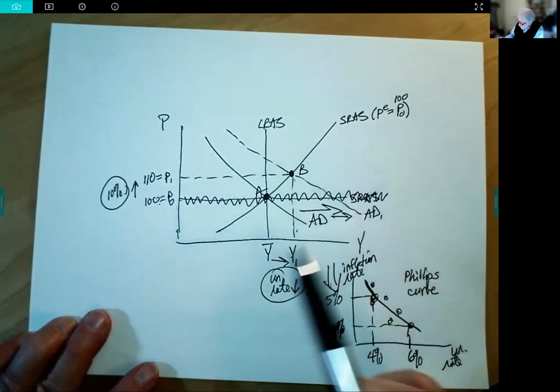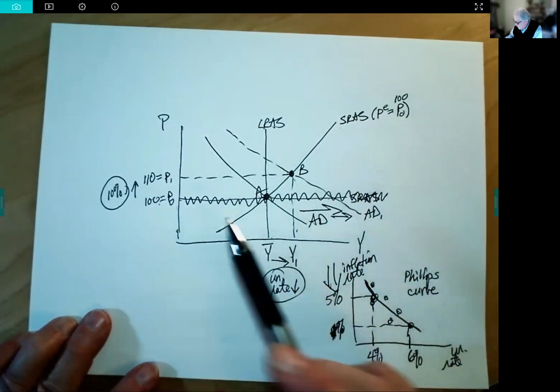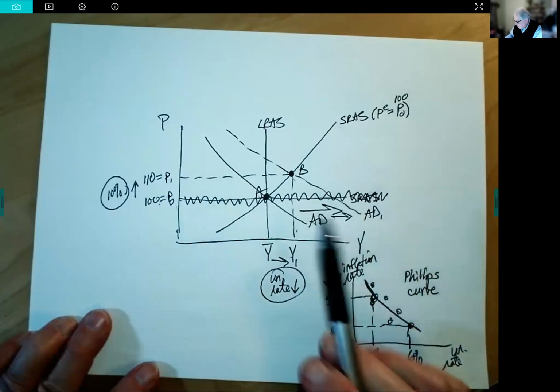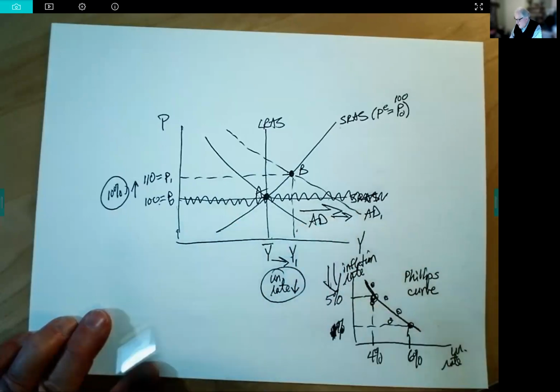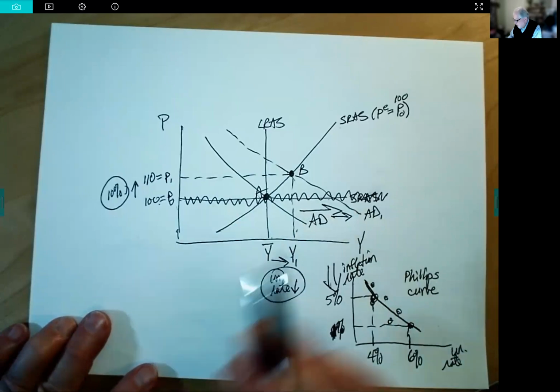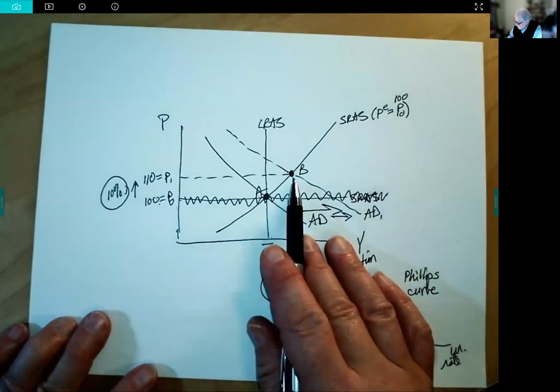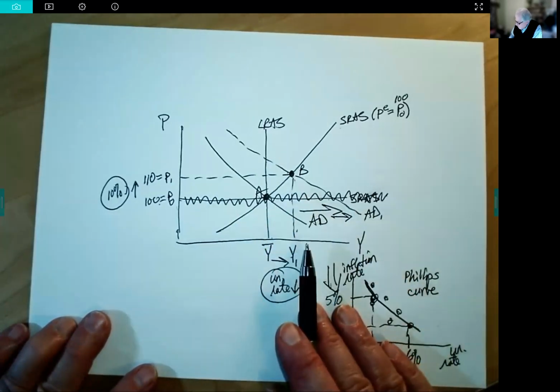And macroeconomic policymakers, what they do is they shift aggregate demand. And that's what this graph up here represents. If you boost aggregate demand, you're going to get some inflation and a lower unemployment rate.